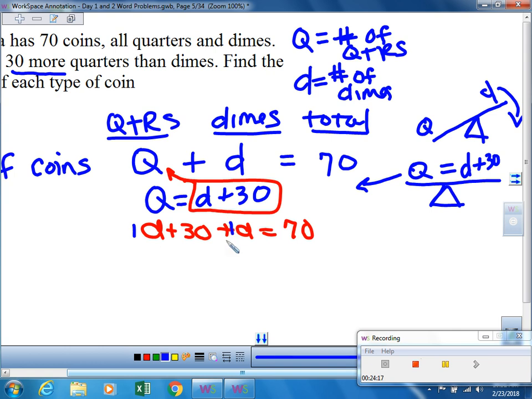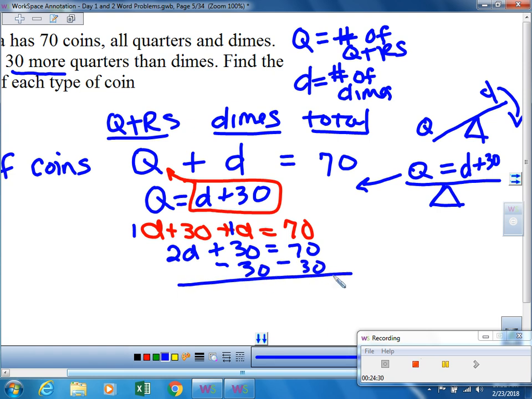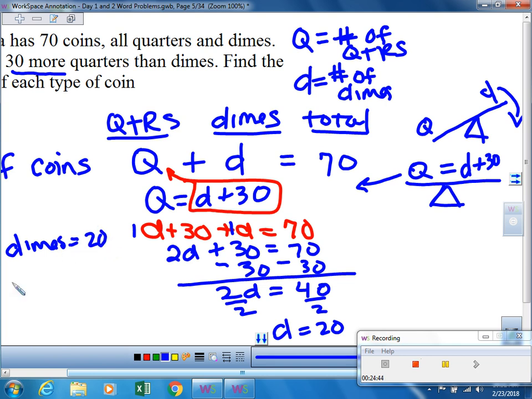1D and 1D. How much is 1D and 1D? 2D plus 30 equals 70. Then solve for D. So subtract 30, and I have 2D equals 40. So divide. D equals 20. So I know dimes equals 20.